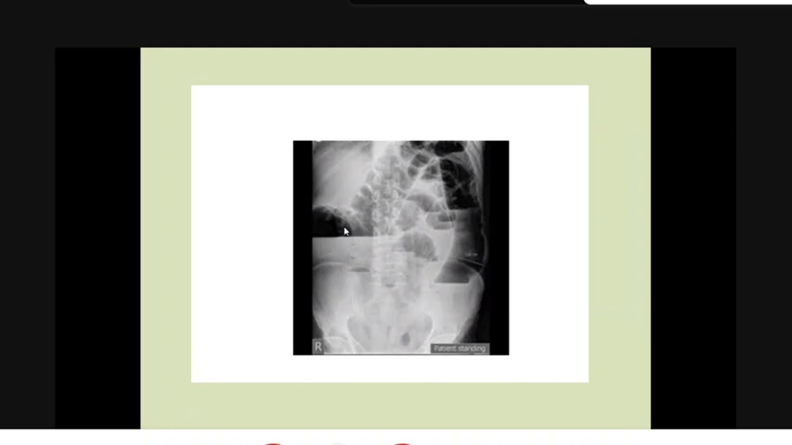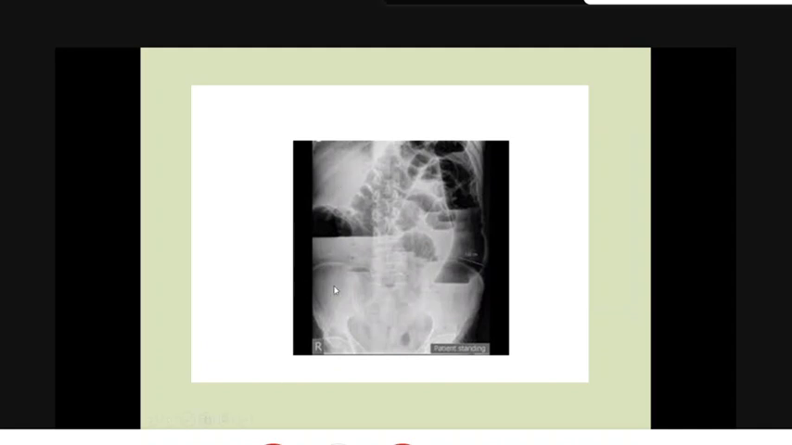What does competent mean? It means it works in a normal way. It is a one-way valve that allows the content to pass from the small to the large bowel. It prevents the passage of content from the large to the small bowel. So if it is competent, meaning it works normally, the radiographic appearance is that of dilated colon with a distended thin wall cecum, with or without distension of the small bowel.